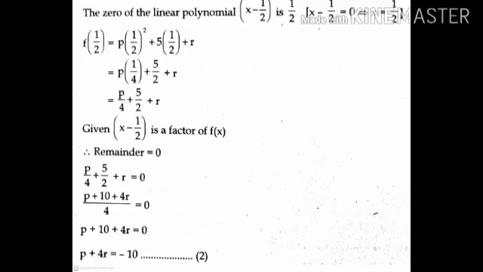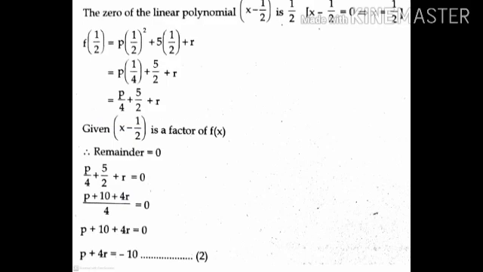The zero of the linear polynomial x minus 1 by 2 is 1 by 2. Since x minus 1 by 2 is equal to 0, that implies x is equal to, the minus 1 by 2 moves to the right side, it becomes plus 1 by 2. Now x place substitute 1 by 2. That is f of 1 by 2 is equal to p into 1 by 2 whole square plus 5 into 1 by 2 plus r. That implies p into 1 by 2 whole square means 1 by 4 plus 5 into 1 by 2, 5 by 2, plus r. That is equal to p into 1 by 4 means p by 4 plus 5 by 2 plus r. Given x minus 1 by 2 is a factor of f of x.